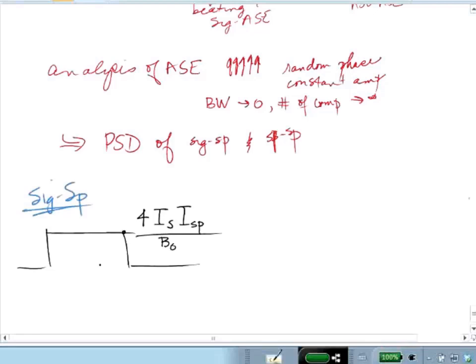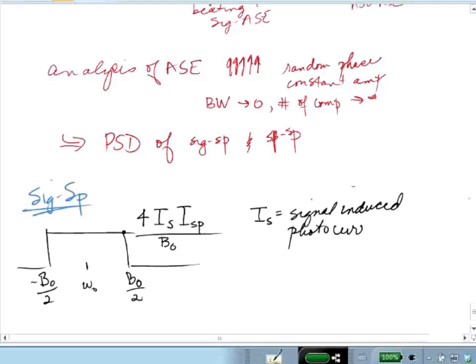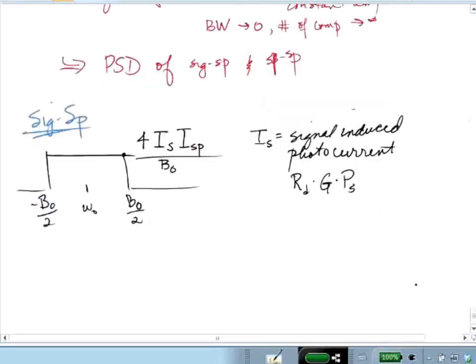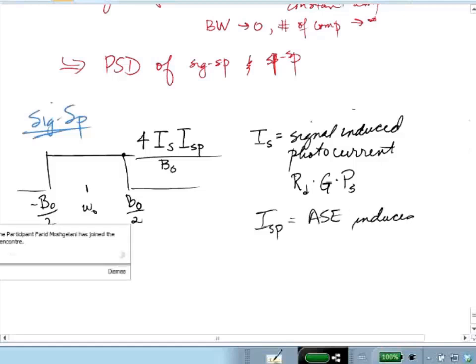So that's the level of the power spectral density centered on the optical frequency with a total bandwidth of B0. So it's as wide as the optical signal bandwidth centered at the carrier frequency for the signal, and the signal-induced photocurrent is given by R_D times G times the power of the signal. And the spontaneous is the ASE-induced photocurrent.